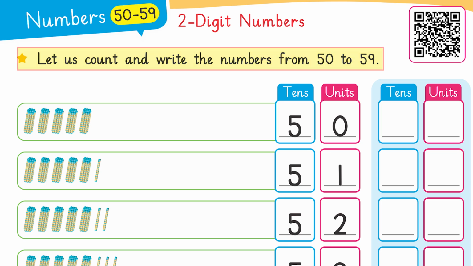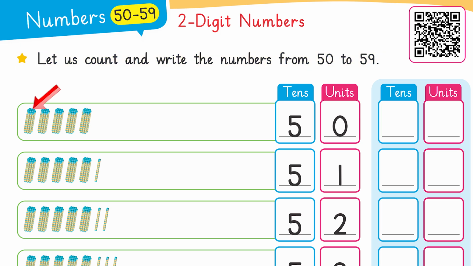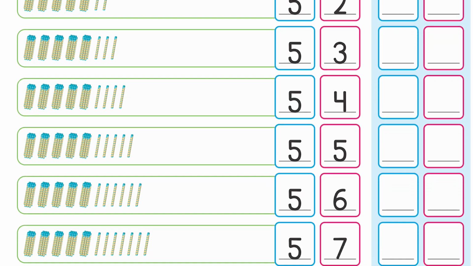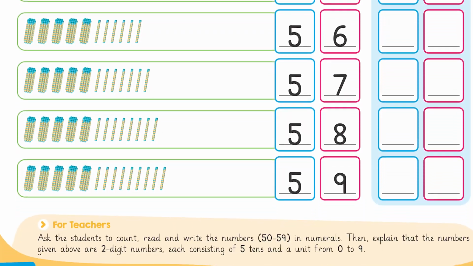For example, if you have to count 50, you have to count these bundles of 10. 10, 20, 30, 40, 50. Then 10, 20, 30, 40, 50 and 51. So you have to write here. You have to count and then write the counting in these boxes up till 59.